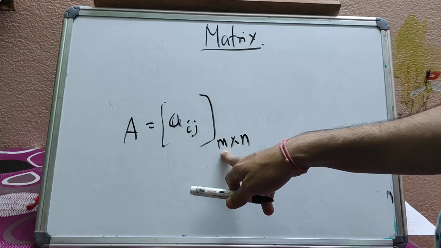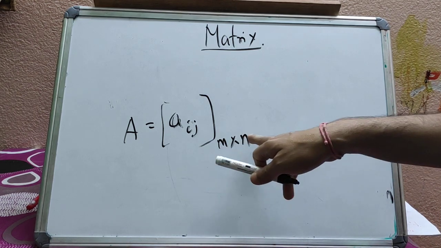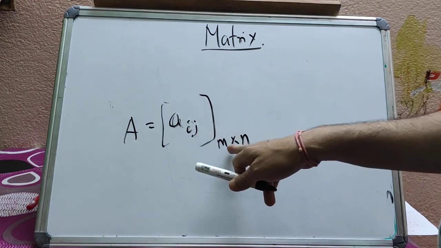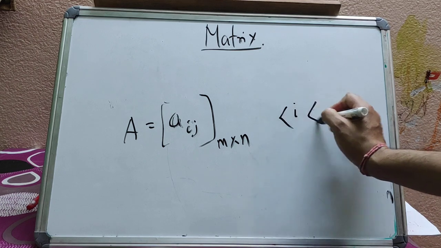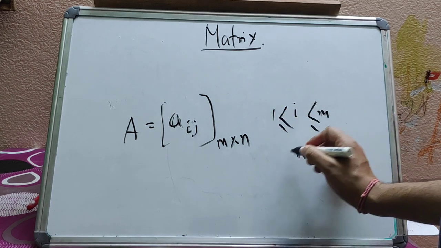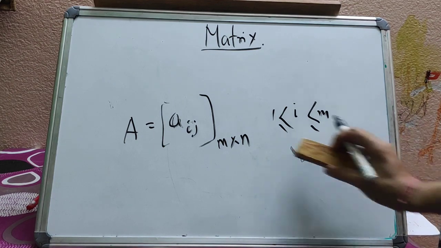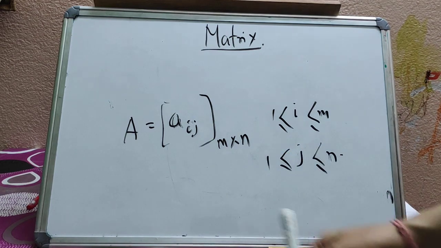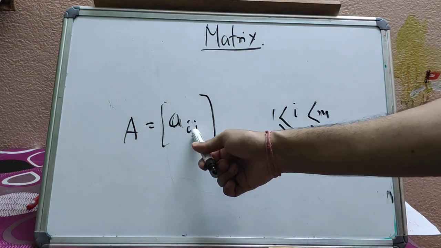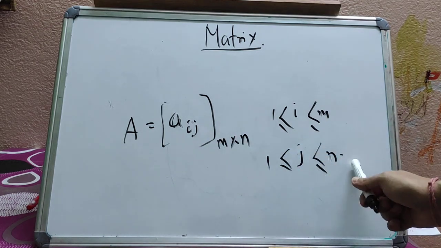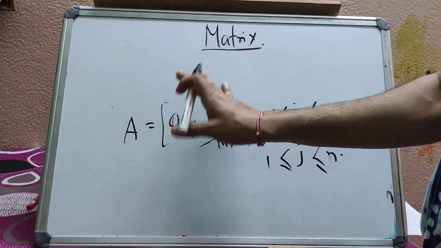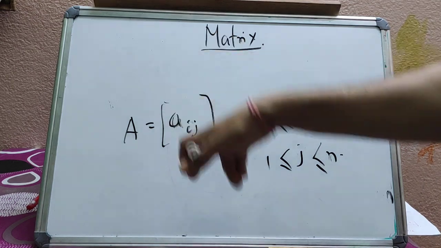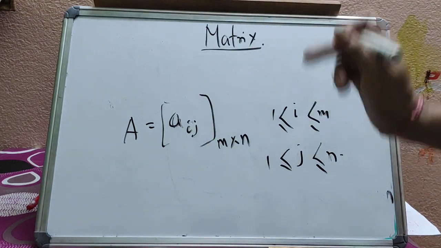So these elements are arranged in m rows and n columns, and their suffix ij means this varies. i is from 1 to m and j is from 1 to n. So i varies from 1 to m and j, the second digit, the column number, varies from 1 to n. So this is written in short the whole matrix. If we elaborate this, then this becomes the whole matrix which I have written before.